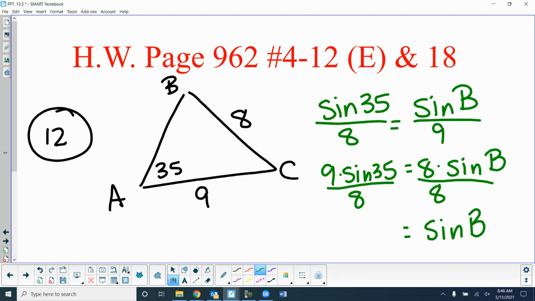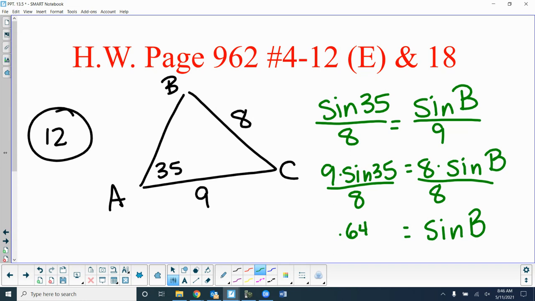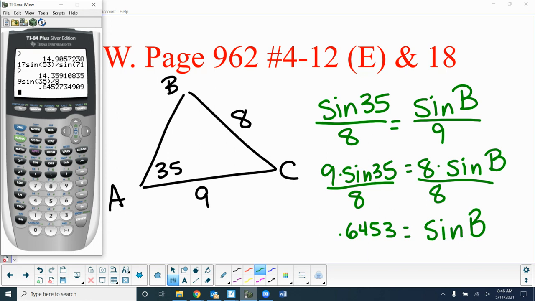So we're going to have to do one more step here, remember. Figure out angle B. So 9 sine 35 divided by 8. I get 0.6453. So again, to find this angle, I have to find the inverse sine of that answer. So I hit second sine for inverse sine, second negative sine for answer. It punches that all in for me. And I get 40.2 degrees.